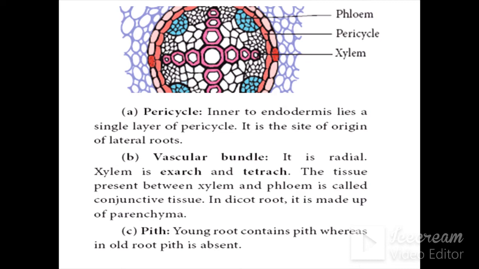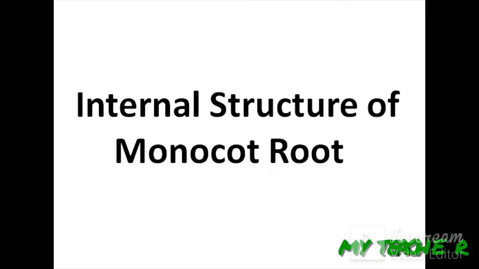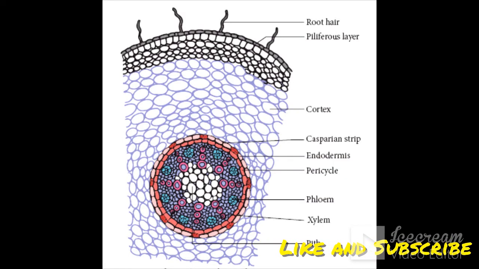In dicot root, it is made up of parenchyma. Innermost layer, the pith. Young root contains pith, whereas in old root, pith is absent. The structure of monocot root shows the following characteristics.